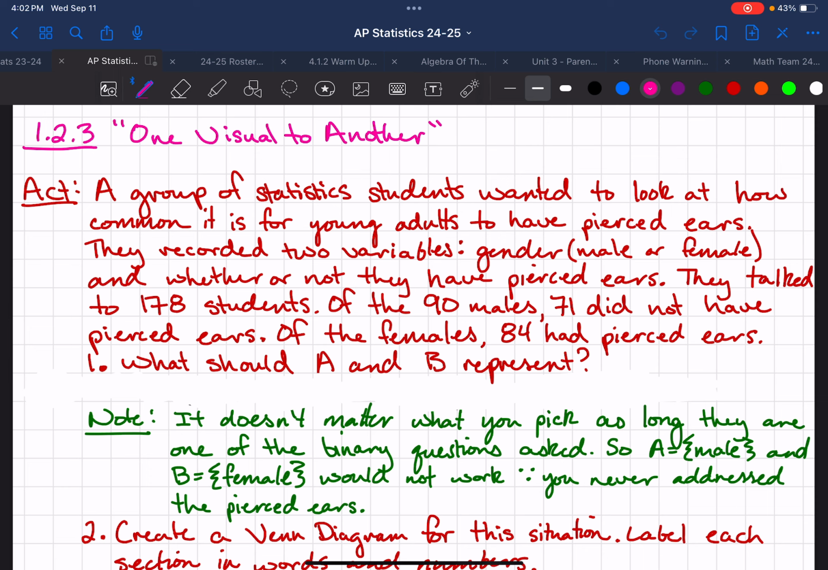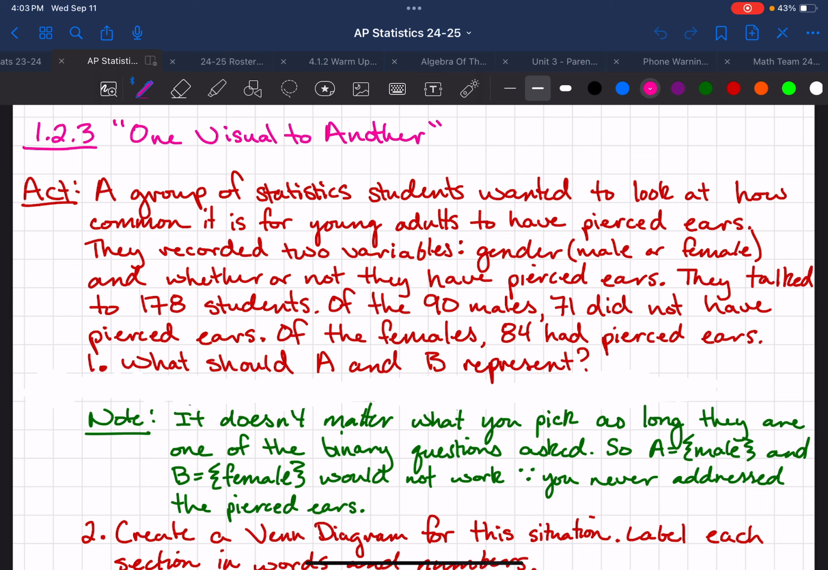So lesson 1.2.3, one visual to another. How do we go from Venn diagrams that we learned about last class, that are really useful in their own right, to a different kind of visual? So go ahead, pause the video, and if at any point you need me to pause so you can catch up with whatever Mr. Curry's saying, feel free to raise your hand and the substitute can do that for you.